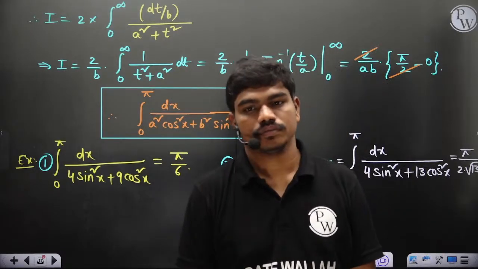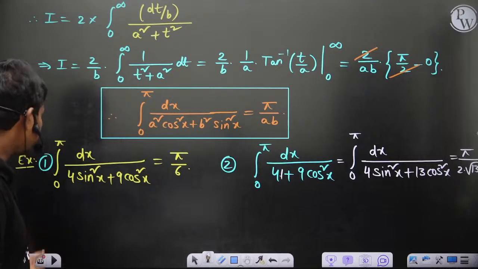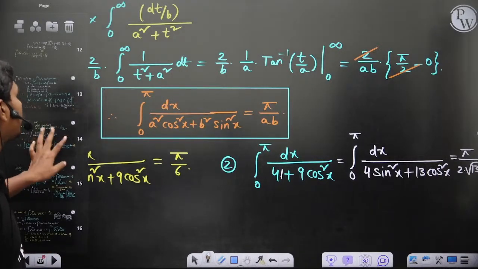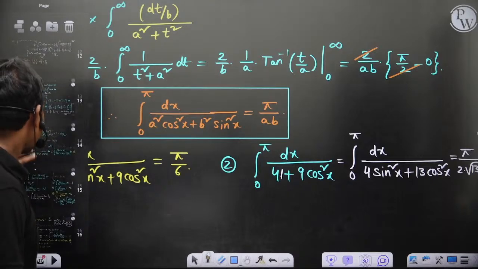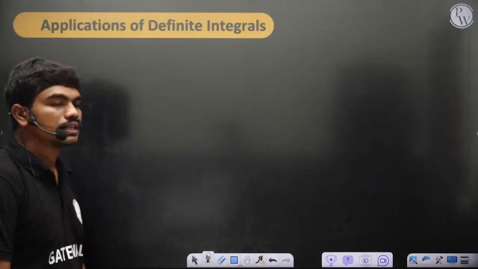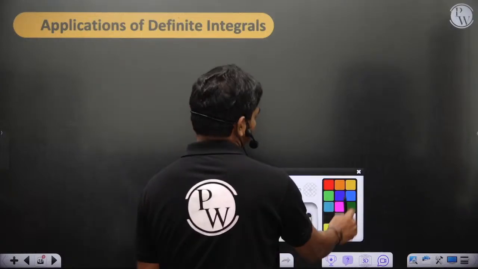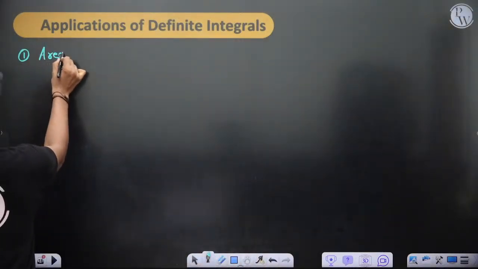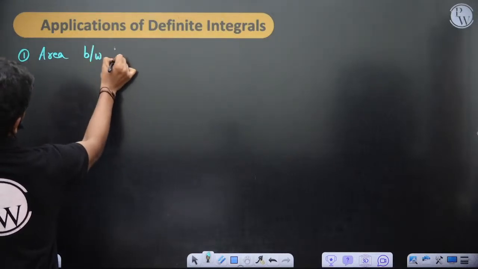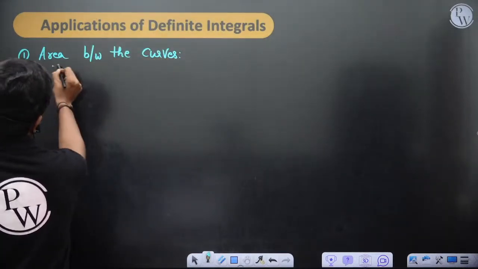2 into the same thing would have come. So these are basically the properties which could help you in definite integrals and some standard integrations which you can calculate. Then let's see the applications. First, I would like to start with area between the curves. First application, the common application which many of you will get, area between the curves.